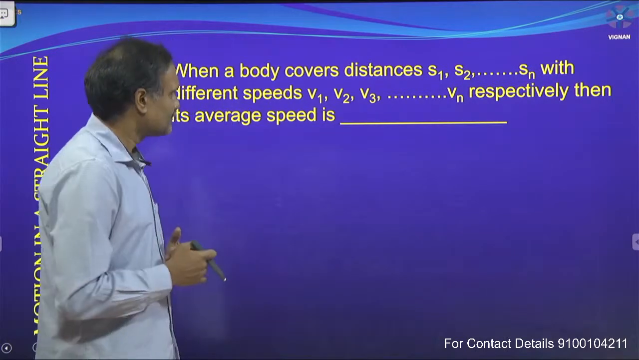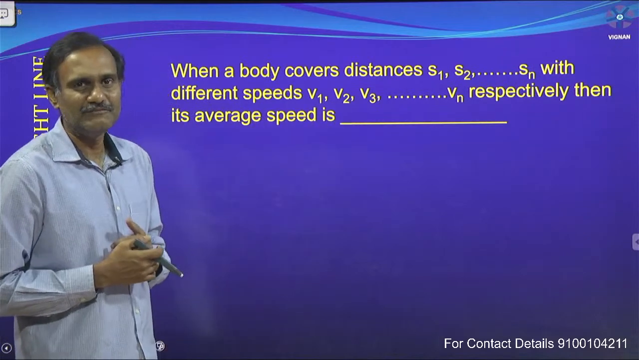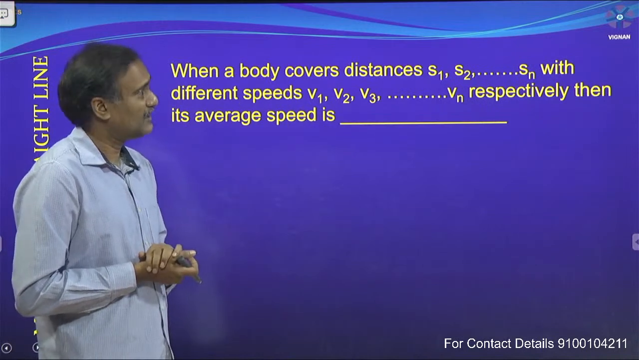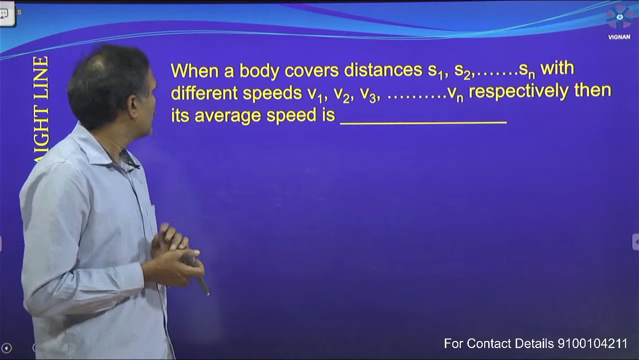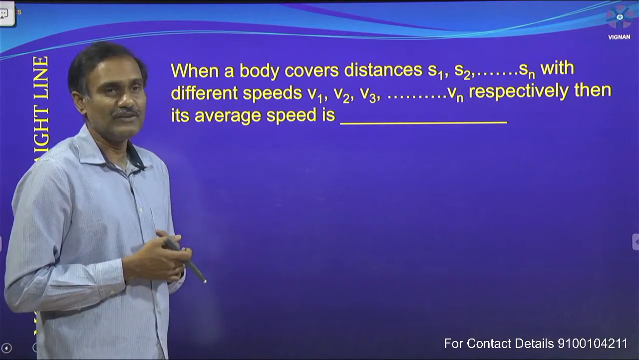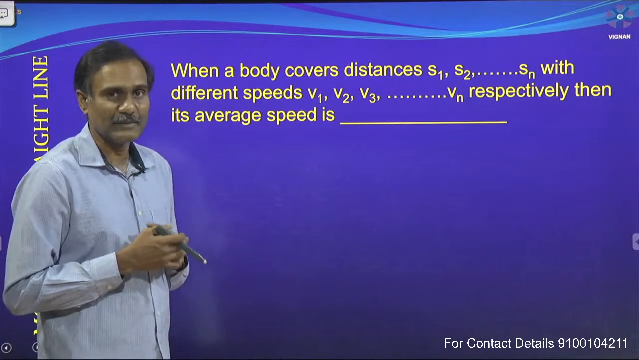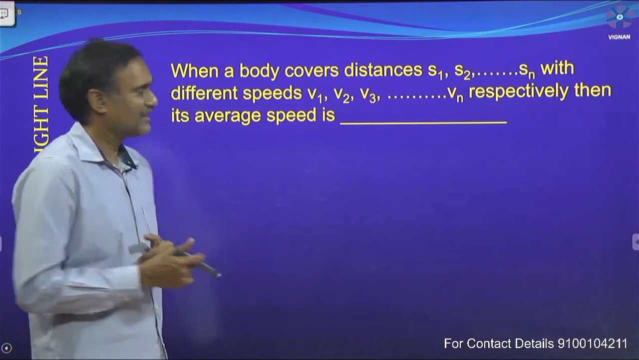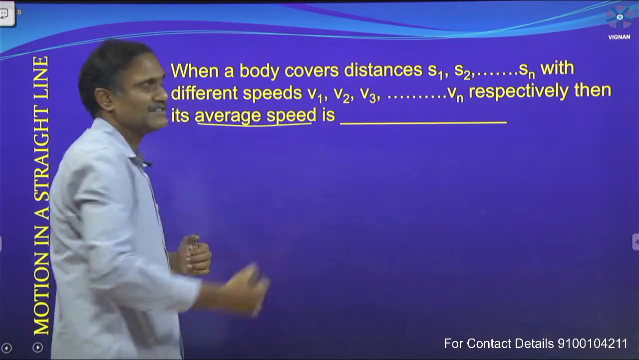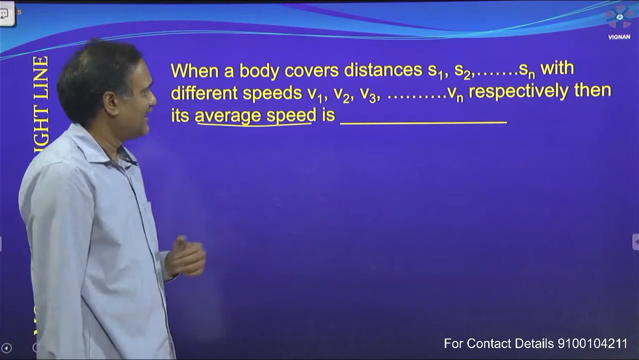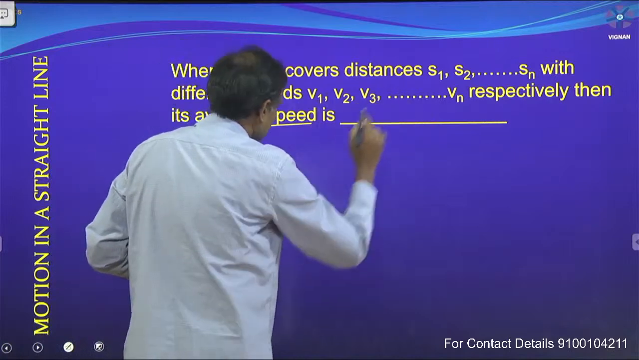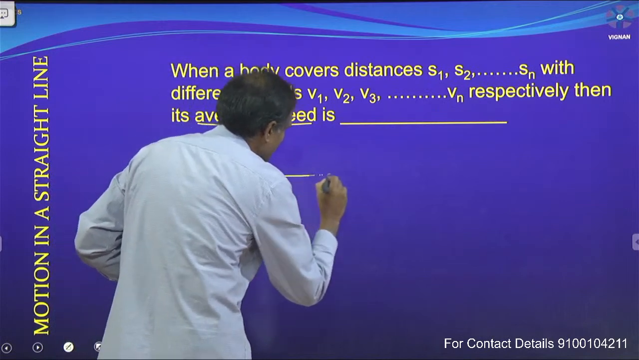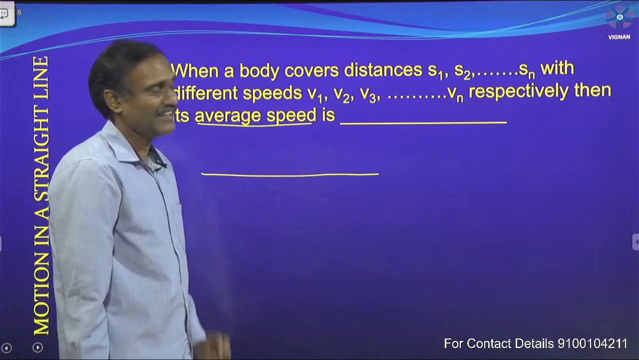Okay. Now observe this application. When a body covers distances S1, S2, so on up to Sn with different speeds V1, V2, V3, so on up to Vn respectively, then its average speed we are going to calculate. Now, body covers distances S1, S2, so on up to Sn. I want to consider here also particle moving along same straight line.